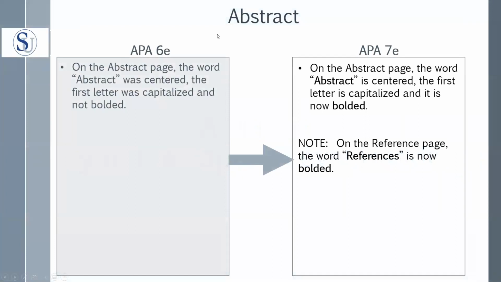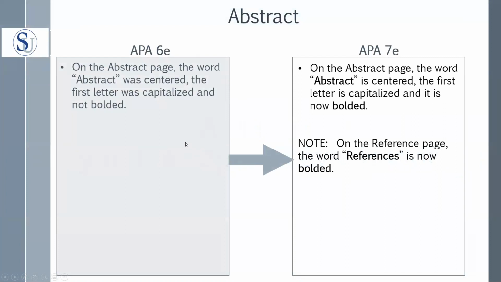Next, let's talk about the abstract, the body of the paper with level headings. Some classes at Stratford University do require the use of an abstract. And if that's the case, the only change between the 6th edition and the 7th edition is now you will be bolding the word abstract at the top of the page. One thing to note, also on your reference page, the word references is now bolded.